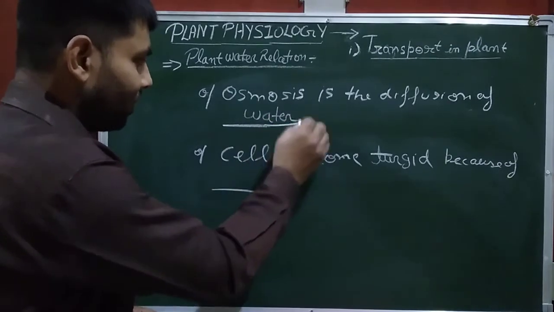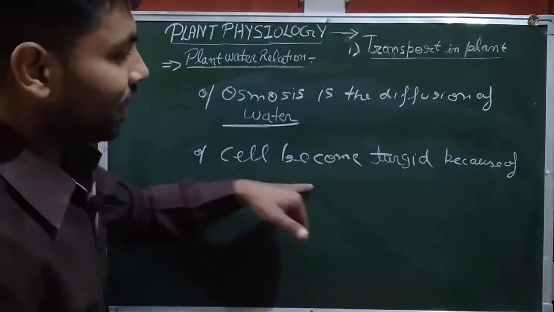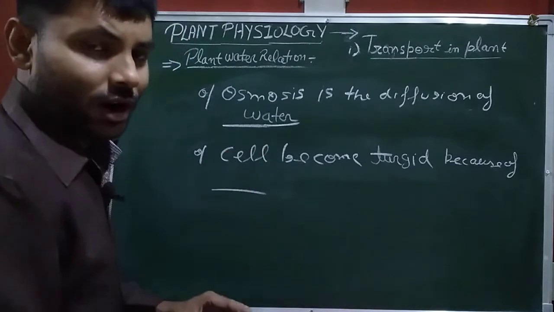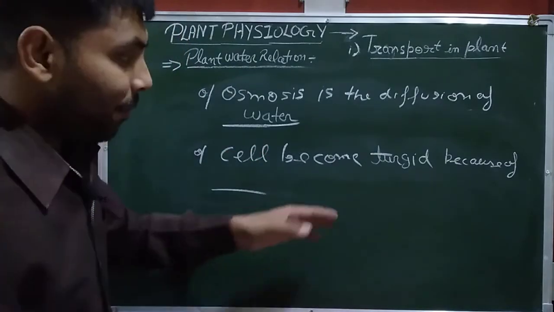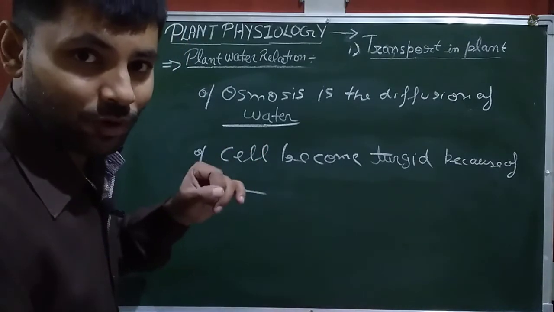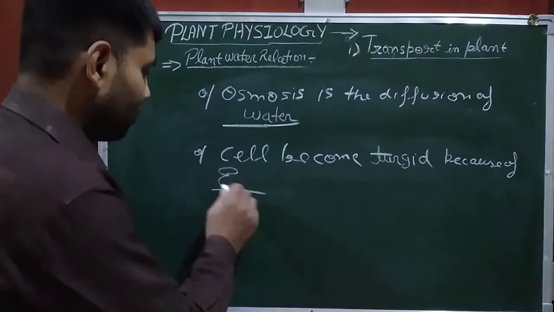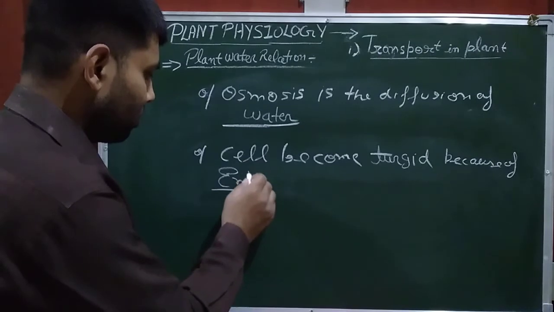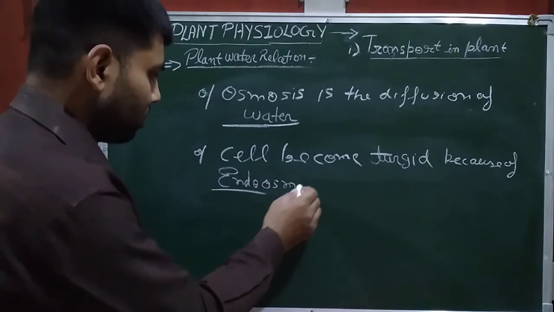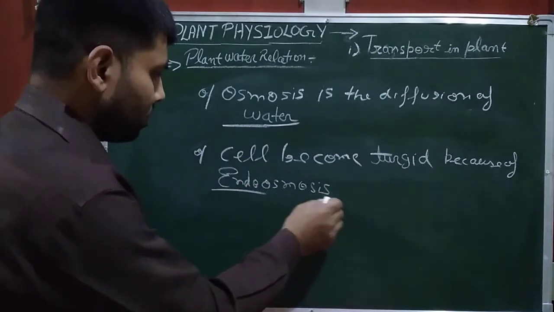Okay, it is clear. Now see, the cell becomes turgid. It happens due to pressure potential. See, turgidity is due to endosmosis. Okay, it is clear.